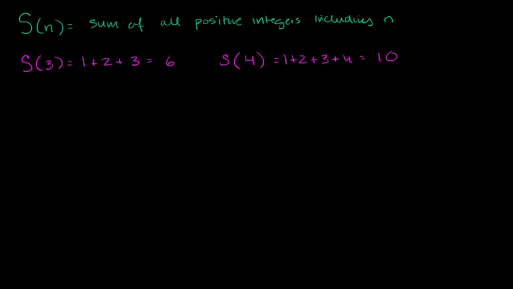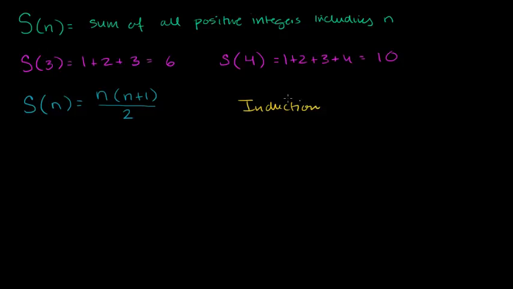Now, what I want to do in this video is prove to you, and there's actually multiple ways to prove this, that I can write this as a function of n, that the sum of all the positive integers up to and including n is equal to n times n plus 1, all of that over 2. And the way I'm going to prove it to you, or at least the first way, is by induction. This will be a proof by induction.